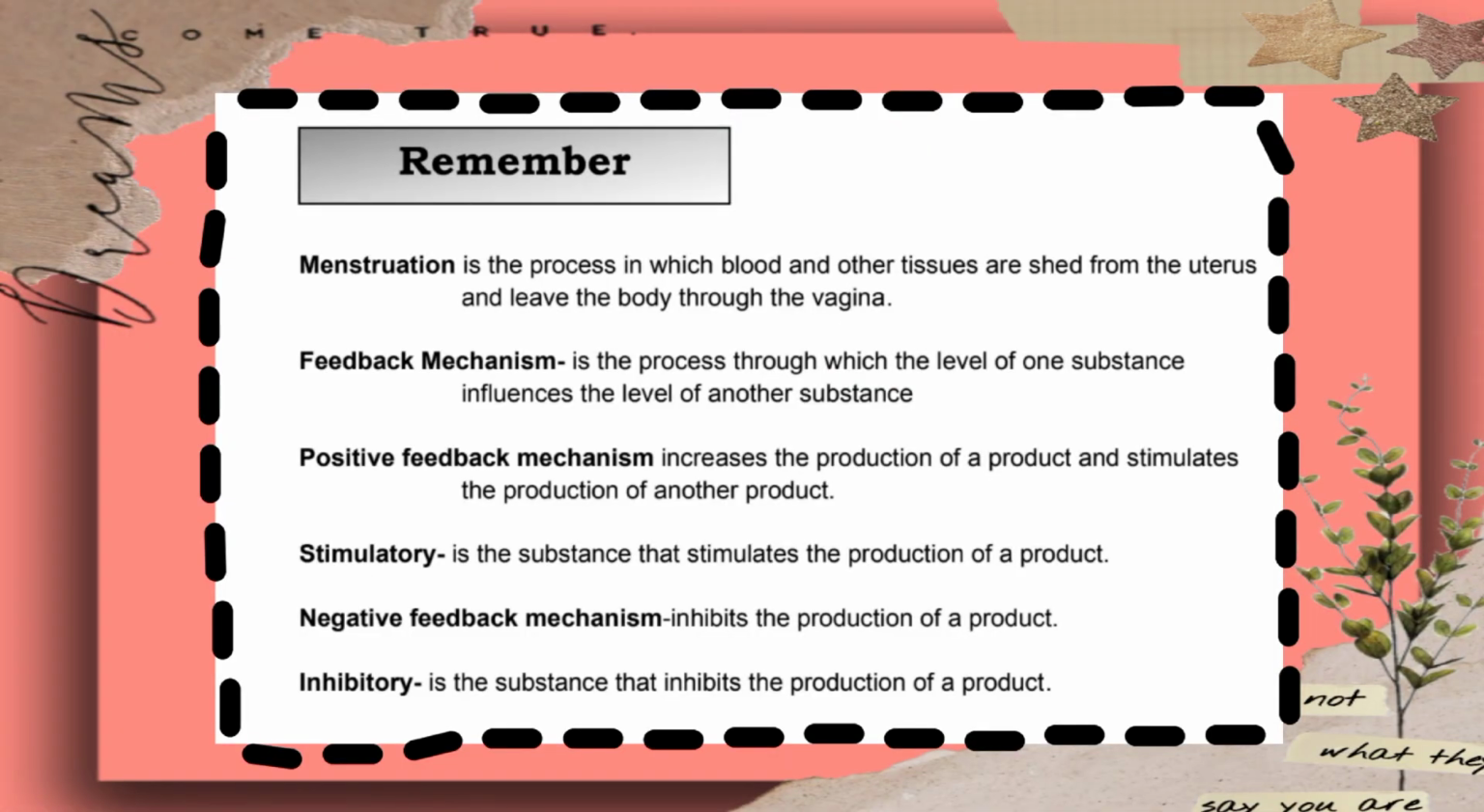Remember, menstruation is the process in which blood and other tissues are shed from the uterus and leave the body through the vagina. Feedback mechanism is the process through which the level of one substance influences the level of another substance. Positive feedback mechanism increases the production of a product and stimulates the production of another product. Stimulatory is the substance that stimulates the production of a product. Negative feedback mechanism inhibits the production of a product. Inhibitory is the substance that inhibits the production of a product.